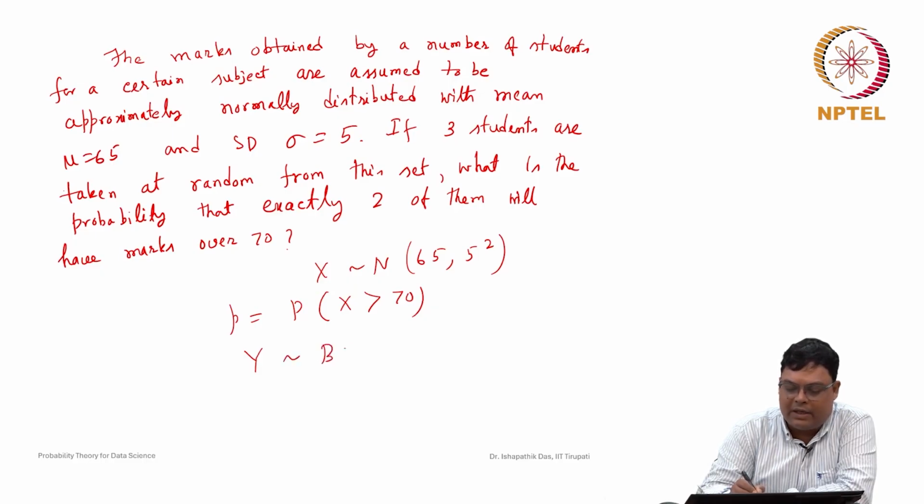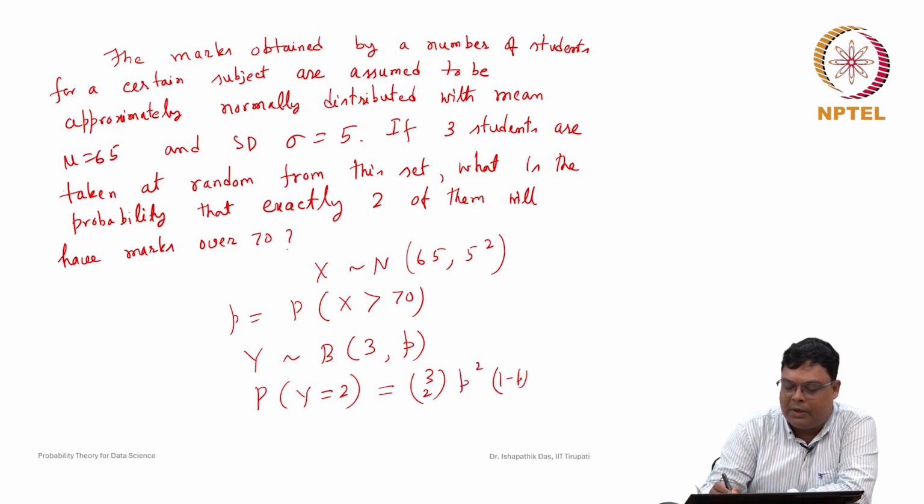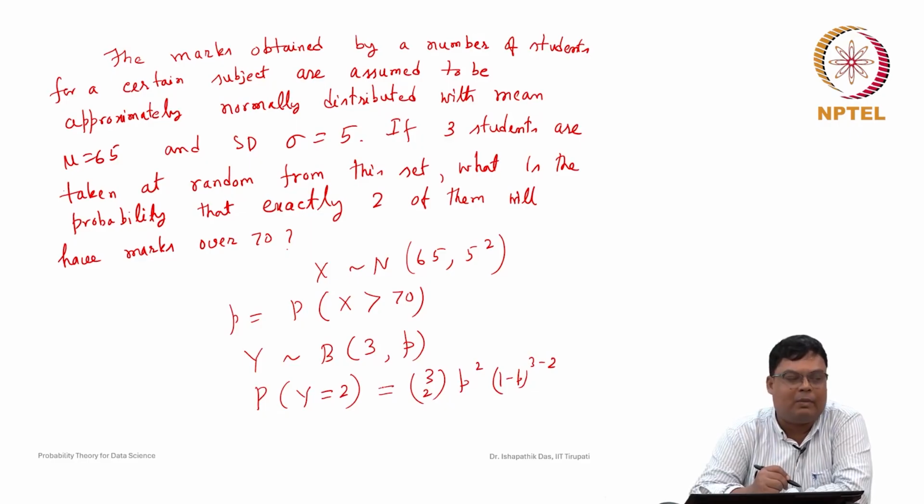So y is a binomial distribution. The total number of students is 3, and p is this probability, which we have to find. The question is exactly 2 out of 3, that is, the probability that y is equal to 2, that exactly 2 will be over 70. This probability is 3C2 p squared times (1 minus p) to the power of 3 minus 2. This is the probability we discussed in the binomial distribution, and we have to compute it.